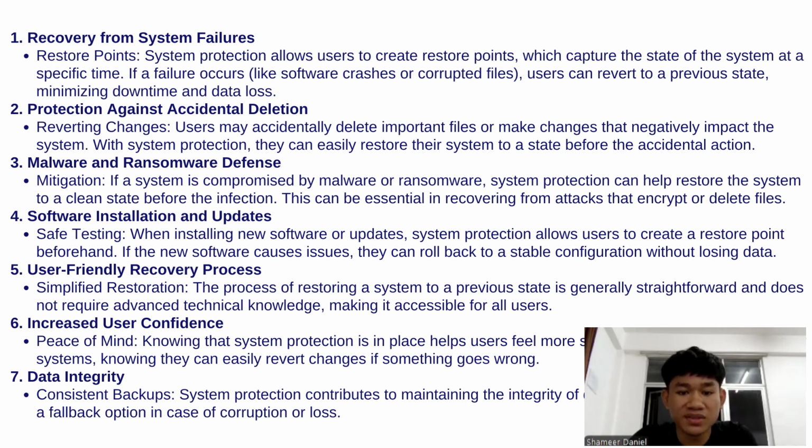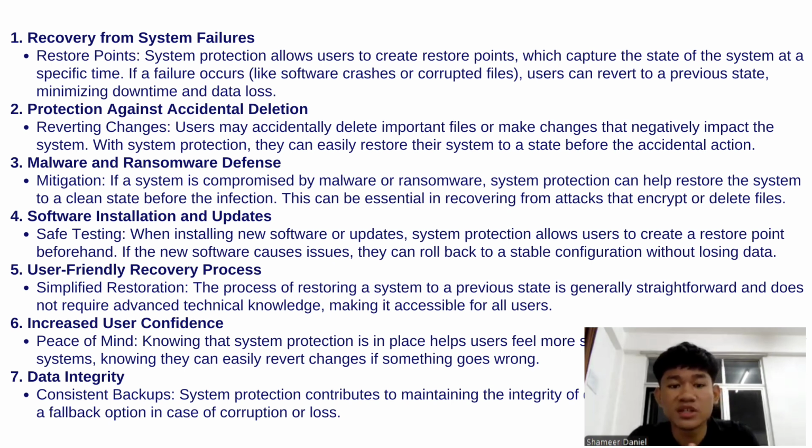Number 2, protection against accidental deletion. Reverting change. Users may accidentally delete important files or make changes that negatively impact the system. With system protection, they can easily restore their system to a state before the accidental action. Number 3, malware and ransomware defense. Mitigation. If a system is compromised by malware or ransomware, system protection can help restore the system to a clean state before the infection. This can be essential in recovering from attacks that encrypt or delete files.